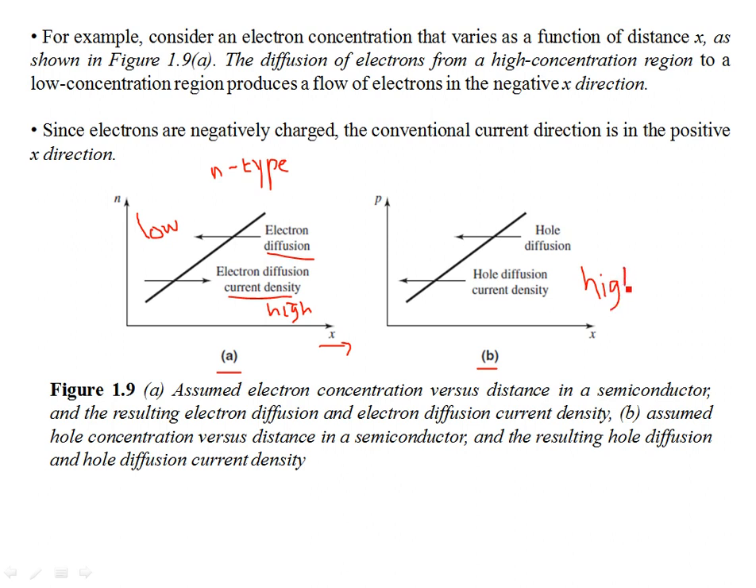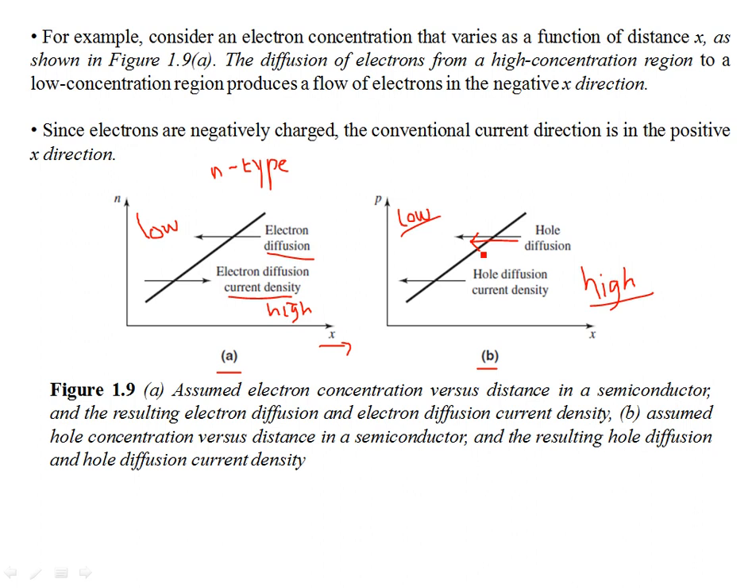as you move on the x-axis to the higher values of x, you have a higher concentration of holes as compared to the low value of x. So you have a low concentration of holes over here. So again, there will be a hole diffusion. There will be a net hole diffusion from a high concentration region to a low concentration region, which is indicated by this arrow. The direction is the hole diffusion.